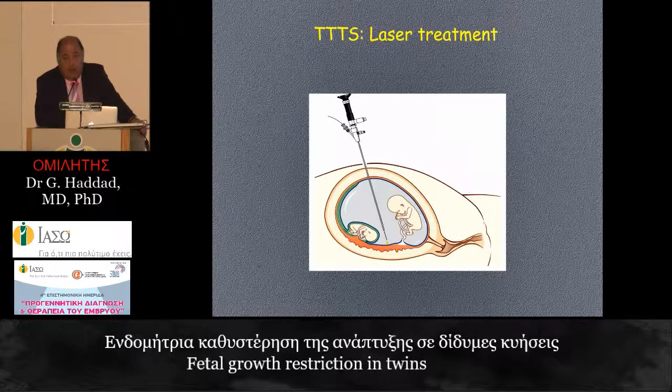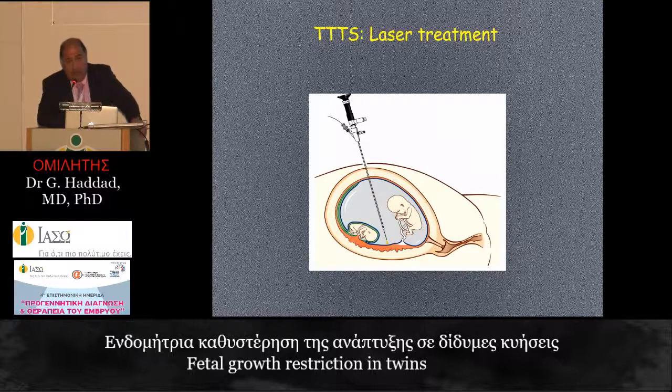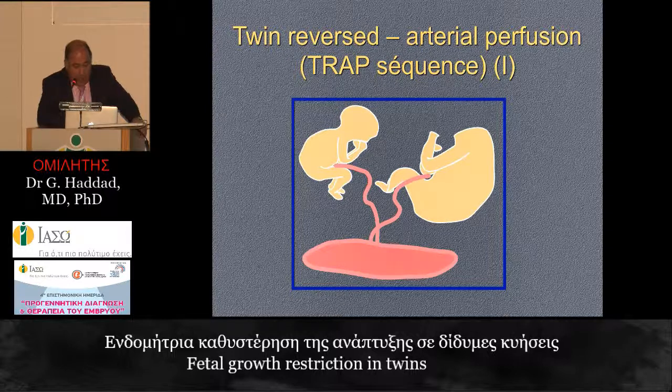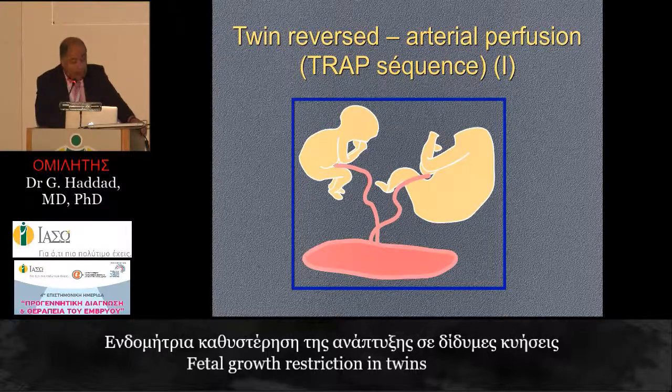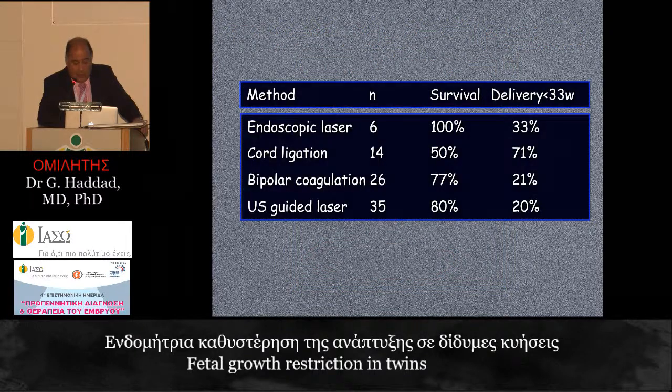Also, for sure, in this situation, I will not speak a lot. We now have the laser treatment. In France, we have 15 centers that do laser treatment for TTTS. We also have the TRAP, or twin reversed arterial perfusion. It could be responsible for IUGR in the normal fetus. This is why we always decide that you have to treat.